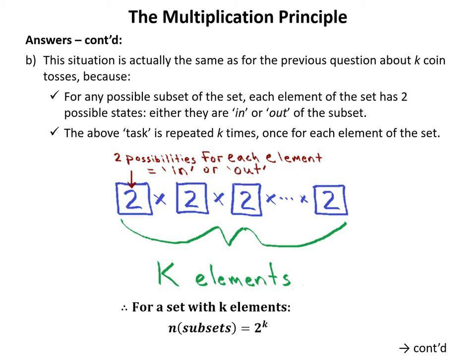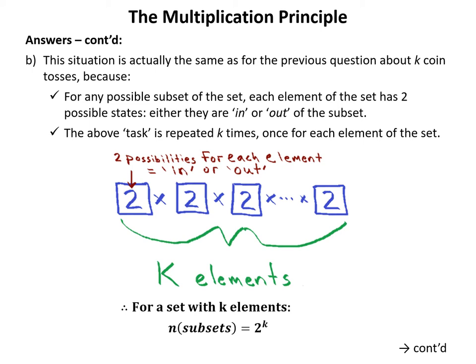In part B, we now take a look at this in a general case. So the situation here is actually the same as for the previous question about k coin tosses, in a way that we can explain here. Because if you think about it, for any possible subset of the overall set, each element of the set has 2 possible states. Either they're in the subset or they're out of the subset. So for each element of the set, there's 2 possibilities. And then we repeat that task, determining whether the item is in or out of the subset, a total of k times, once for each element of the set.